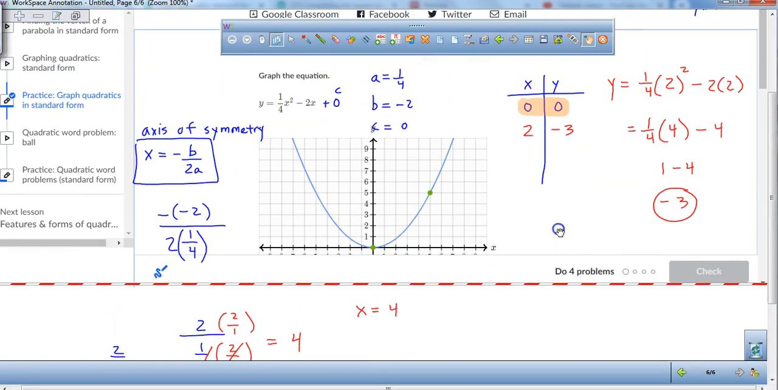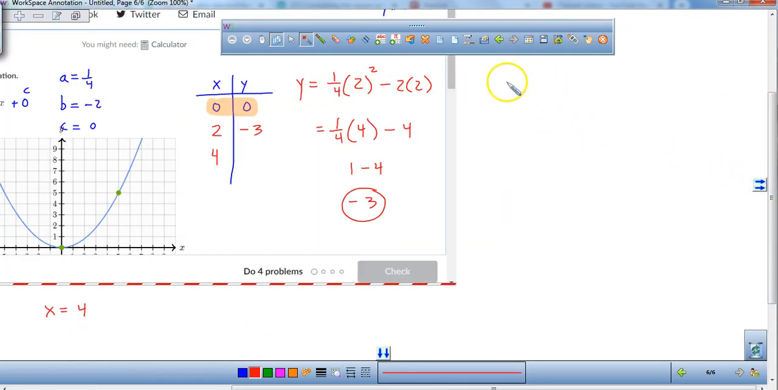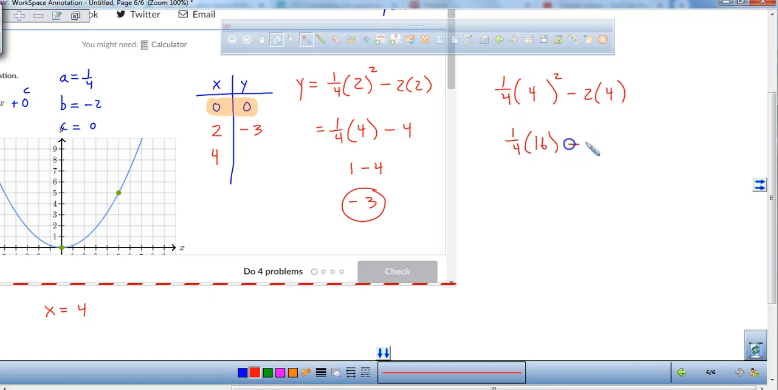So all I'm going to do now is plug a 4 into our equation. So we're going to do 1/4, I'm going to plug in a 4, I'm going to square it, minus 2 times 4. 4 times 4 is 16. So we're going to take 1/4 of 16 minus 8. 1/4 of 16 is 4, and 4 minus 8 is negative 4.